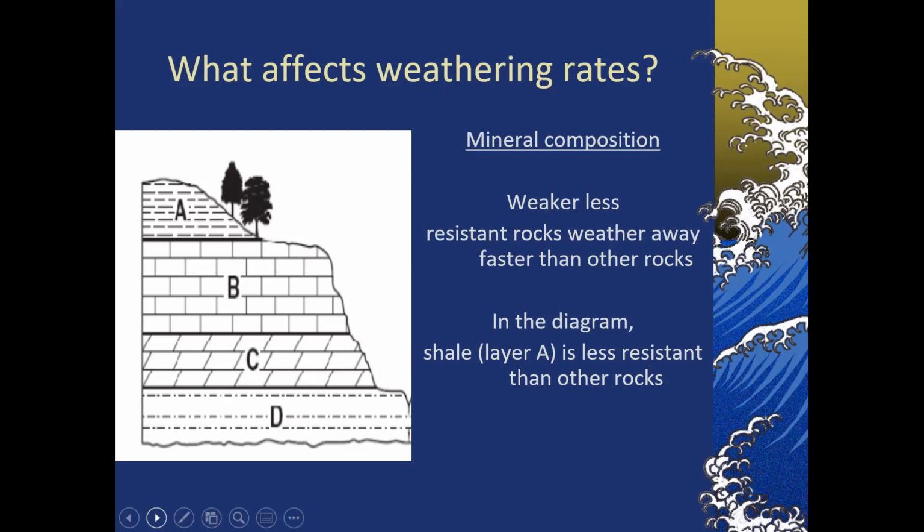So mineral composition, this is going to go right on the bottom of page 2, right next to the same picture you have in your packet. So we're going to be talking about mineral composition. Label mineral composition at the very top of that, and we can see that weaker, less resistant rocks weather faster than any other. In this diagram, you can see layer A has been worn away more than all the other layers. So that's the layer that's less resistant.